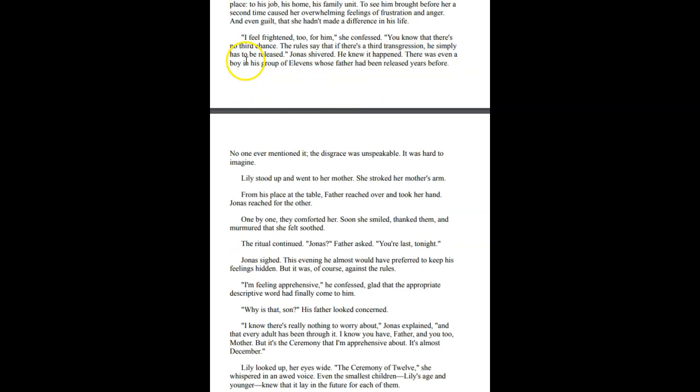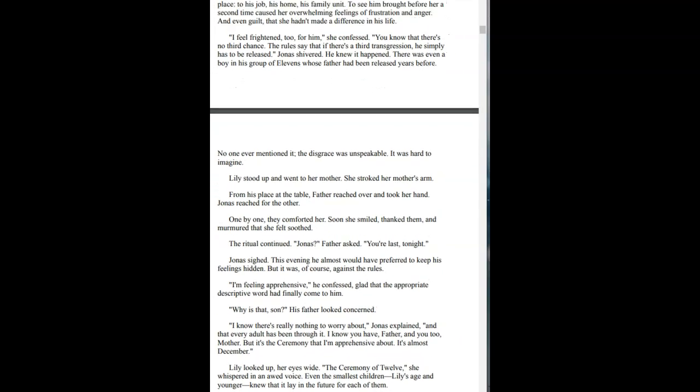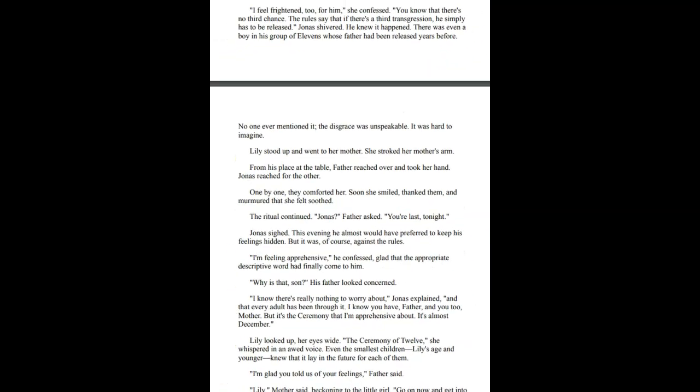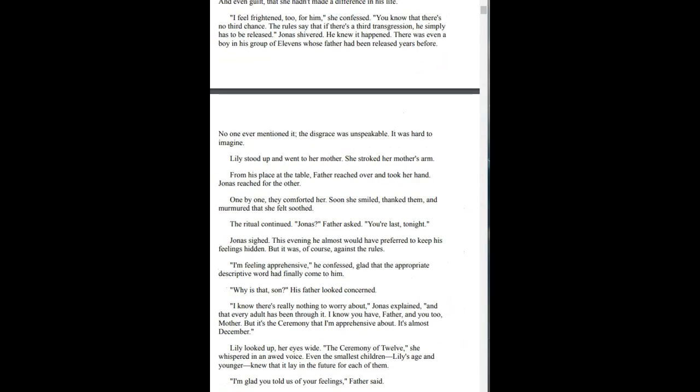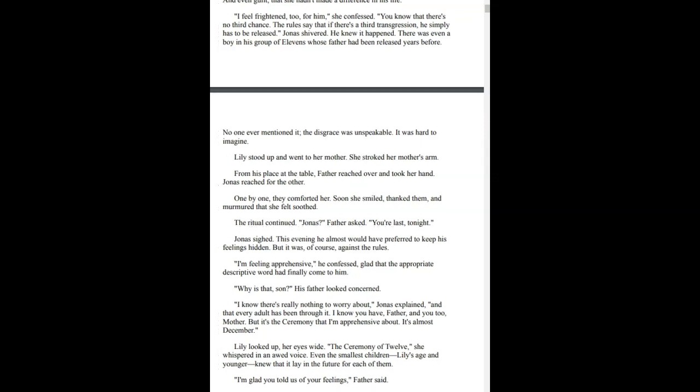"I feel frightened too for him," she confessed. "You know that there's no third chance, and the rules say if there's a third transgression, he simply has to be released." Jonas shivered. He knew it happened. There was even a boy in his group of 11s whose father had been released years before. No one ever mentioned it. The disgrace was unspeakable. It was hard to imagine.